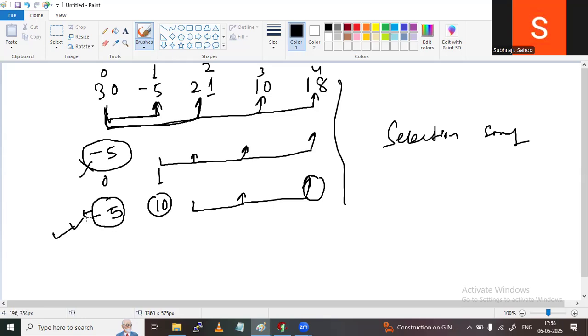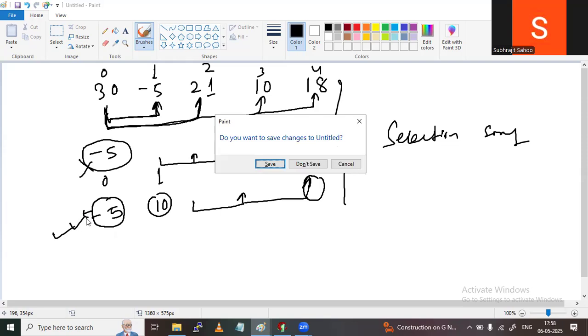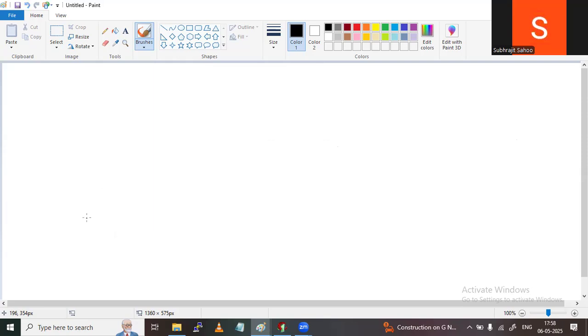Now coming to bubble sort, what is the bubble sort here? Let me take the same elements: 30, minus 5, 21, 18, then 13. So this is my group of elements. I will implement bubble sort here. Which technique is bubble sort? Today's program is bubble sort. Observe carefully how this technique works.